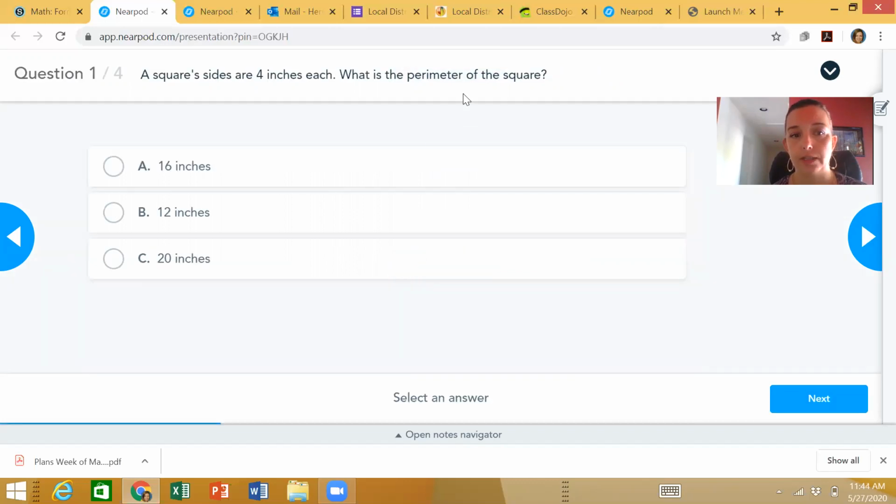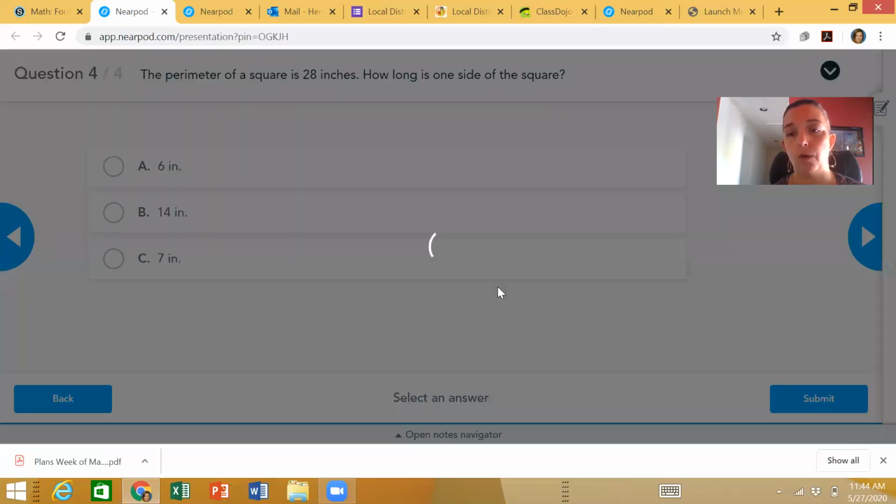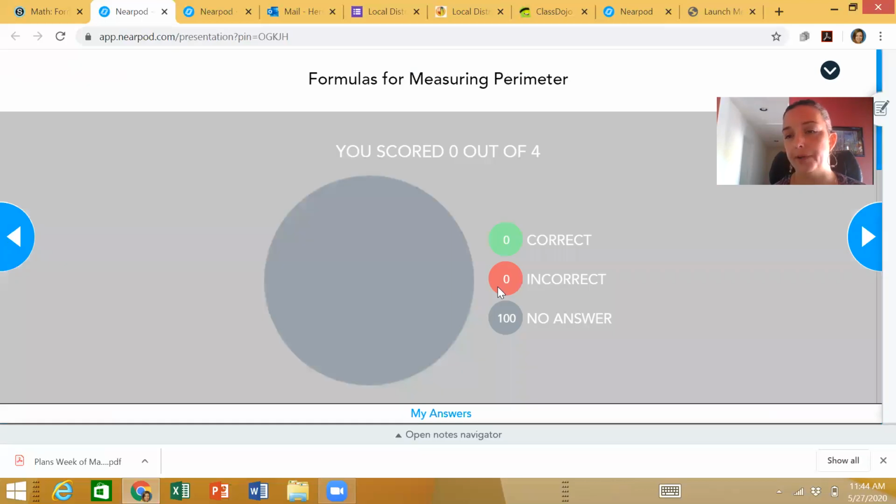The questions are at the top. You're going to choose the answer you think is correct and then click next. You're going to do that for all 4 questions that are in the quiz. And you are going to submit it. I didn't answer any of the questions, so I'm going to get a big fat 0, but you're not going to do that.